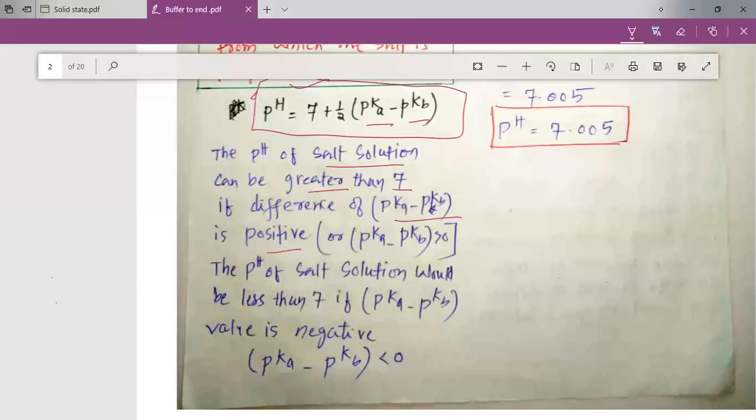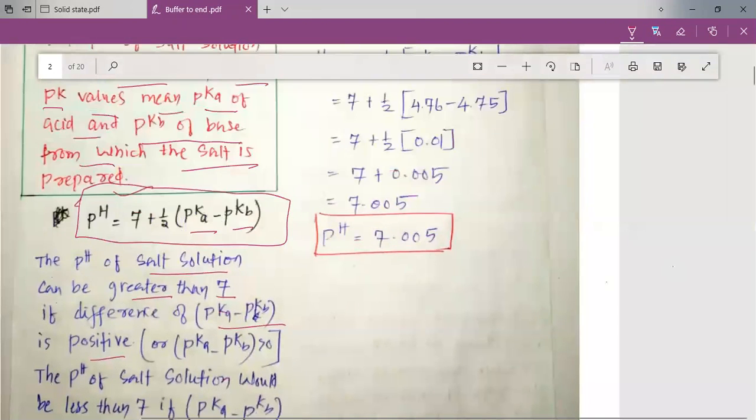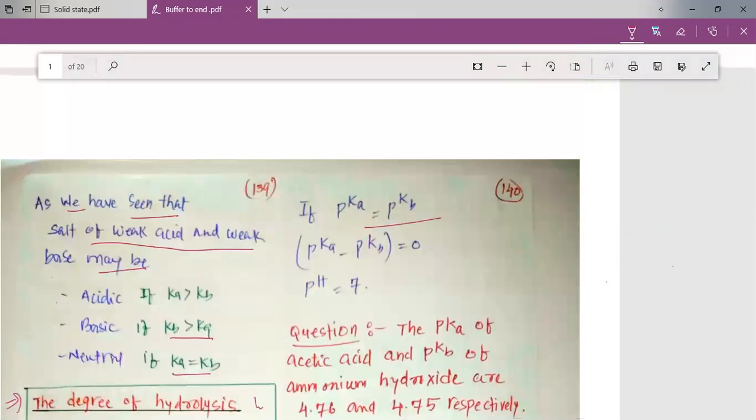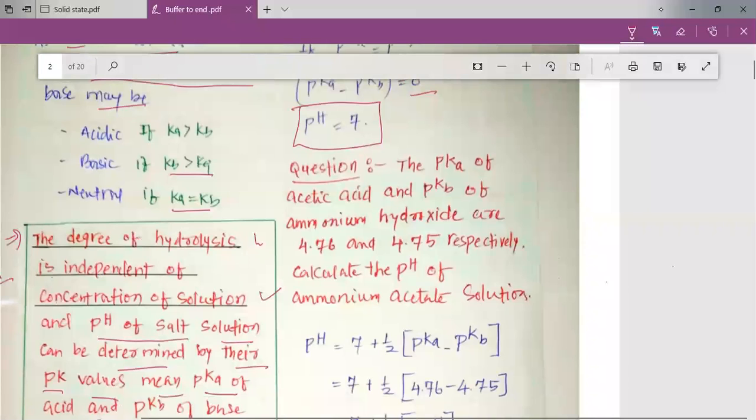That means pKa minus pKb is greater than 0. The pH of the solution would be less than 7 if the pKa minus pKb value is negative, that means the difference between pKa and pKb is less than 0. If the values of pKa and pKb are equal, my dear students, pKa minus pKb is going to be 0 and the pH of the solution would be 7, and we can say it is a neutral salt.